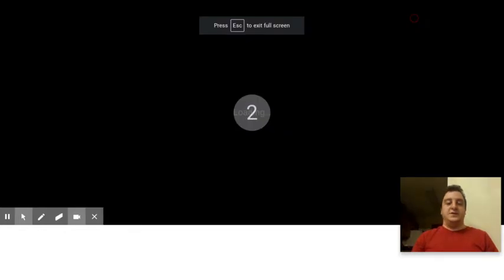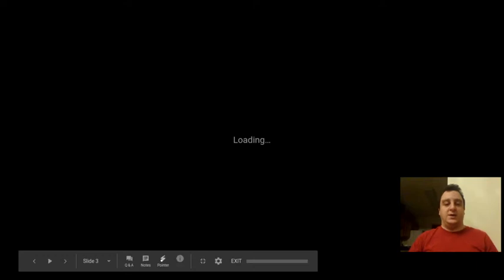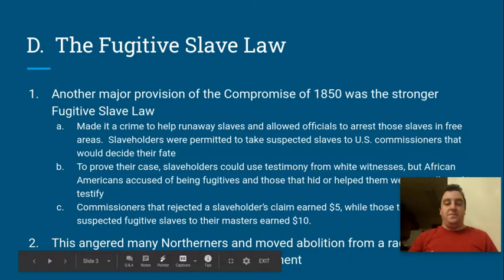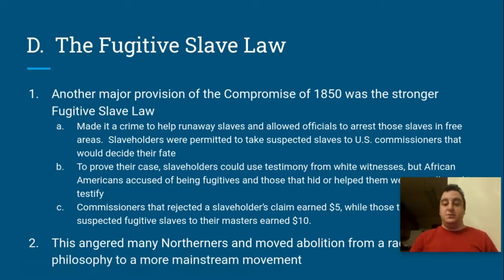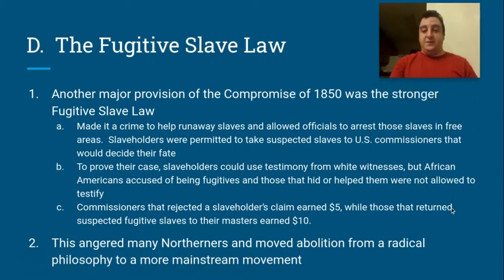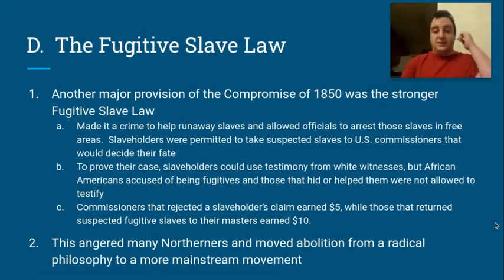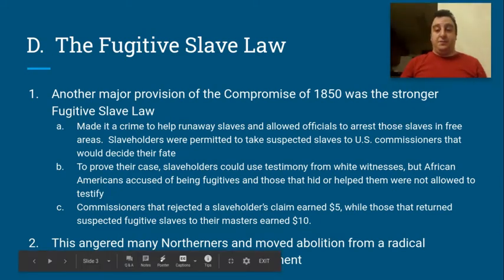Alrighty, ladies and gentlemen. So today, what I wanted to take a look at is the other part of that Compromise of 1850 that really was a major part of the Compromise of 1850. And if you remember, it was one of the other things that favored the South and helped the South out a lot, which was that Fugitive Slave Law.